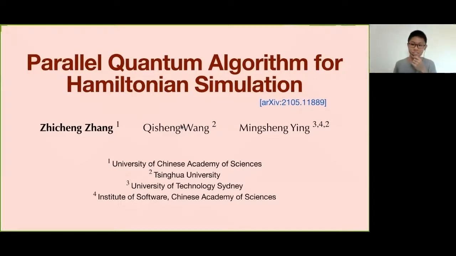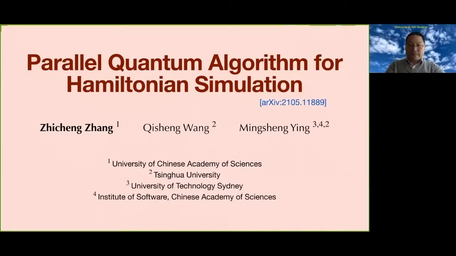Thank you, Sanjiang, for this introduction, and thanks everyone for being here. Today, I would like to talk about our recent work on the parallel quantum algorithm for Hamiltonian simulation. This is joint work with Zhicheng and Mingsheng. Mingsheng is also here today in the audience. Before I start, if you have any questions during my talk, please feel free to pause me at any time. Okay, let's start.